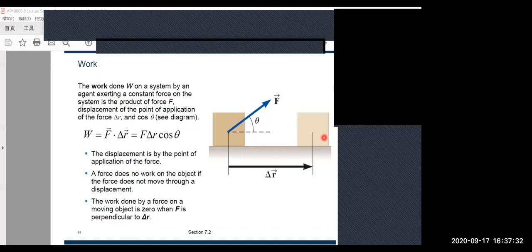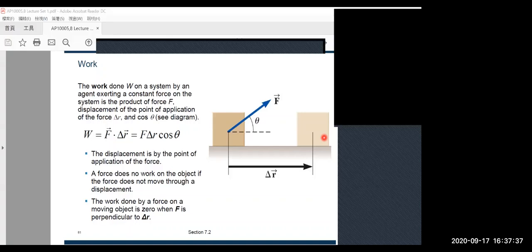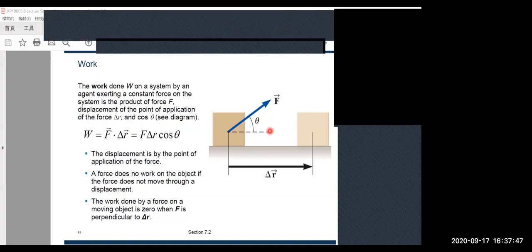So the work done is the energy that is provided by the external force to the object due to the displacement. So when you have the force that is applied parallel to the displacement, then the work done associated to it would be the largest.